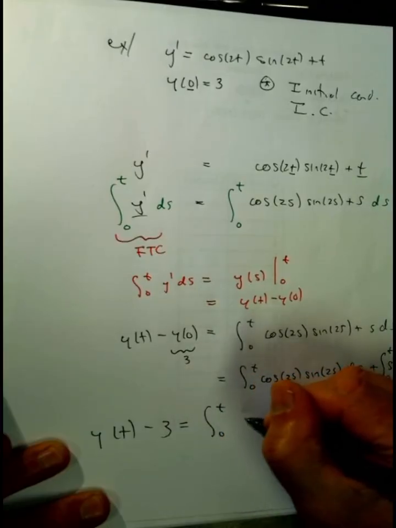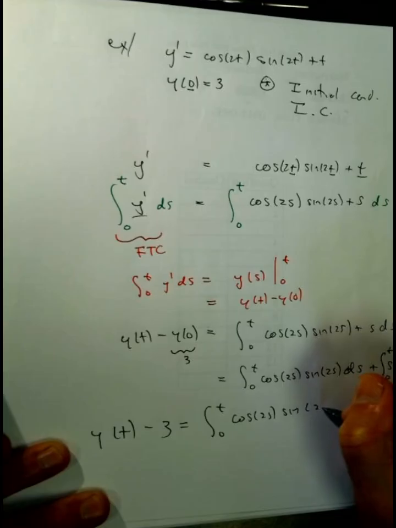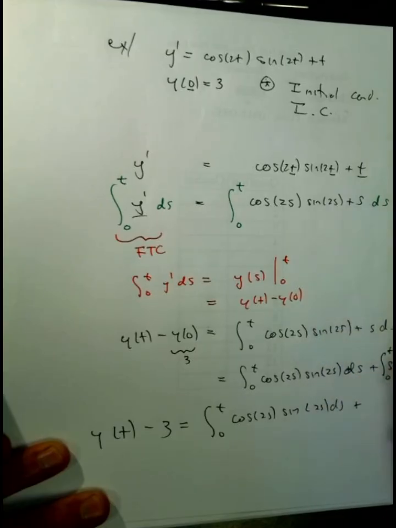And I'm going to look at this integral of cosine 2s times sine of 2s ds. The integral of s ds is a little more straightforward than the first one, so I'm just going to go ahead and do that. That's one half s squared from 0 to t.